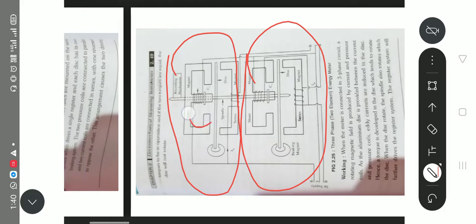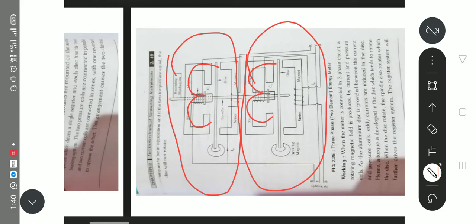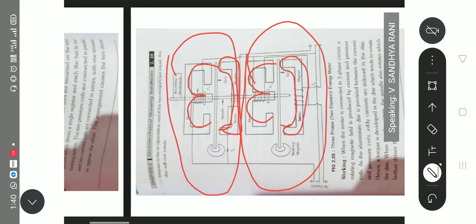The shunt magnet will be in the shape of an M. We can laminate it in M shape, and the laminations will be silicon steel. The pressure coils are connected with the central limb, and the two series magnets are also connected here. The two series magnets are connected to the current coil.